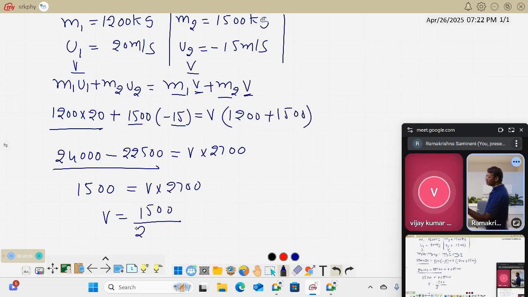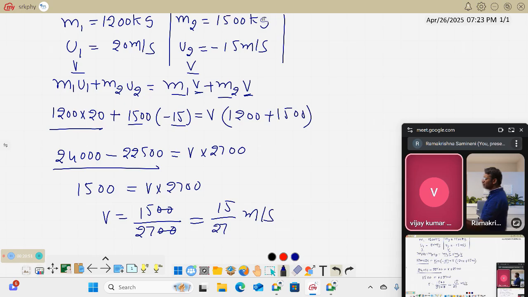So v is equal to 1500 by 2,700. Zeros cancel. That is 15 by 27 meter per second. You can end it here. Okay.